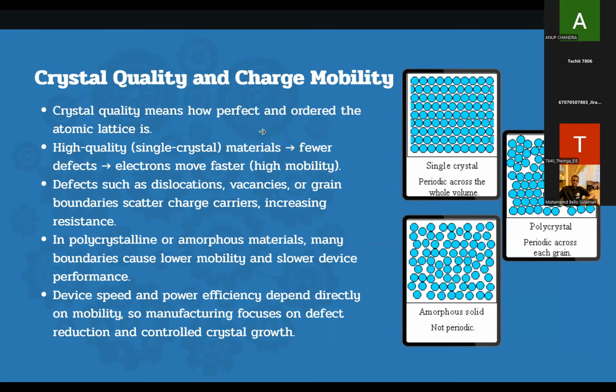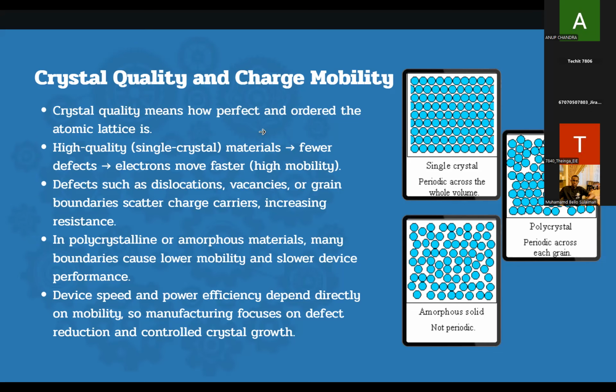Okay. Next is crystal quality and charge mobility. Crystal quality describes how perfect and well-ordered the atomic lattice is. High-quality single crystals have very few defects, allowing electrons to move smoothly with high mobility, which leads to faster device operation.